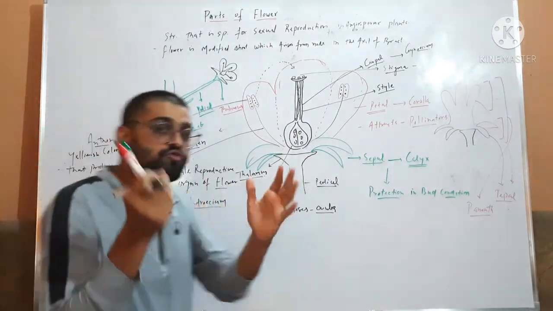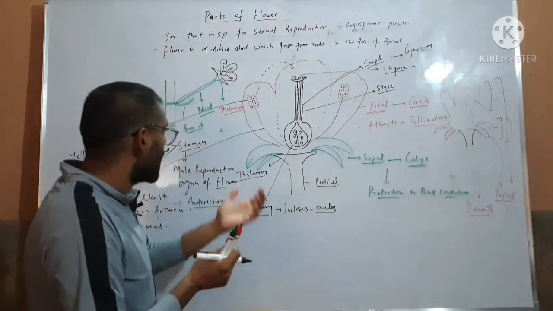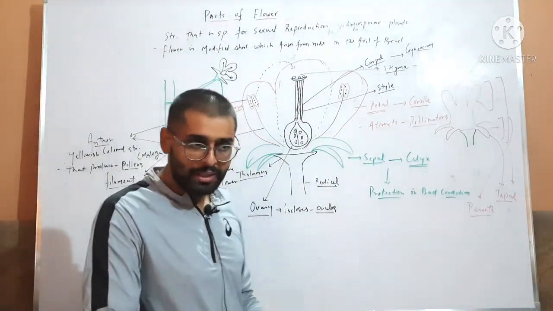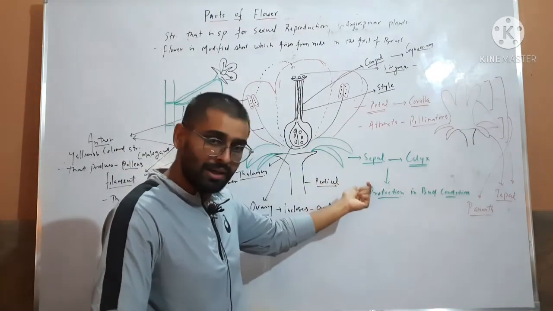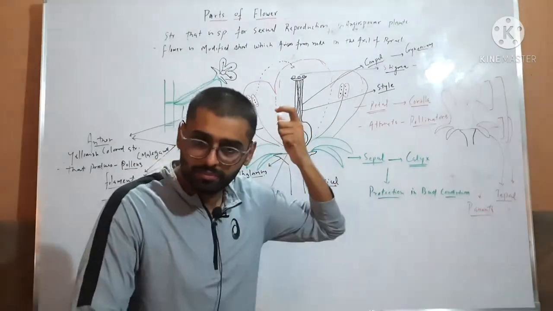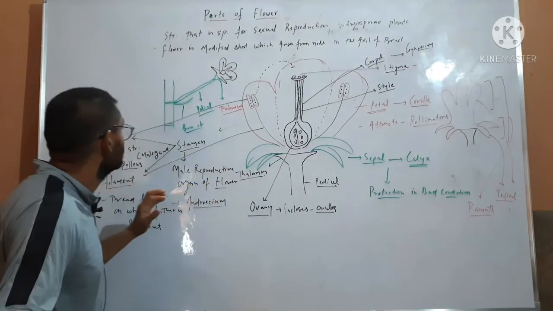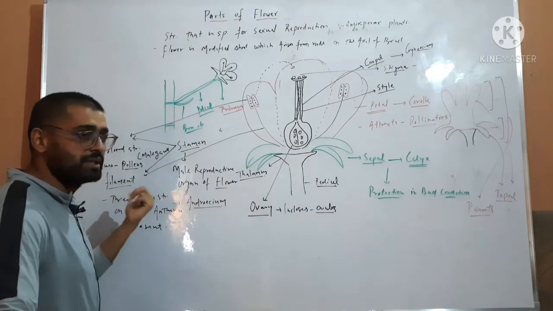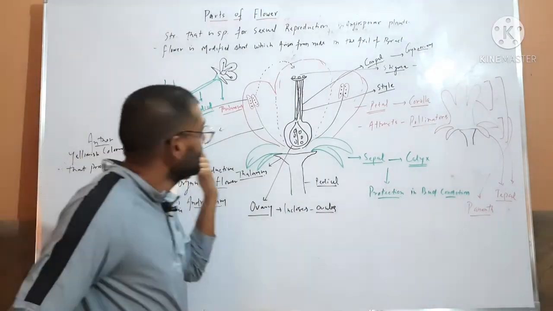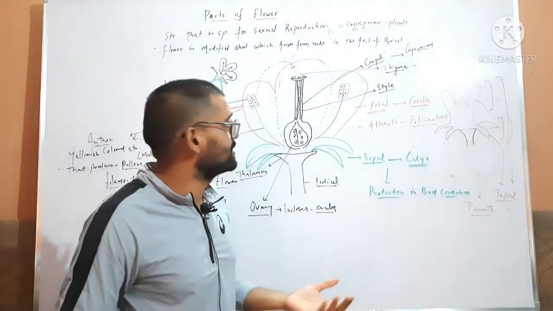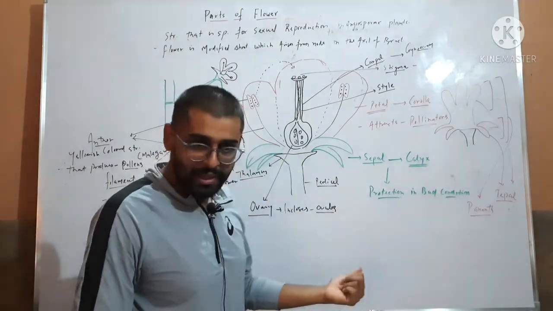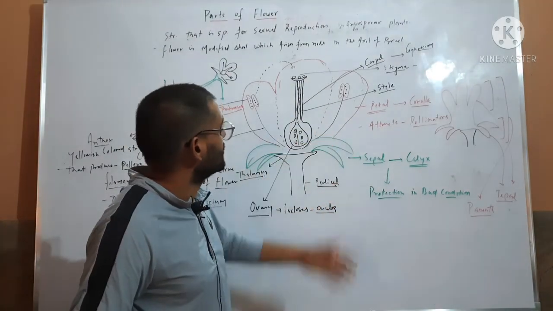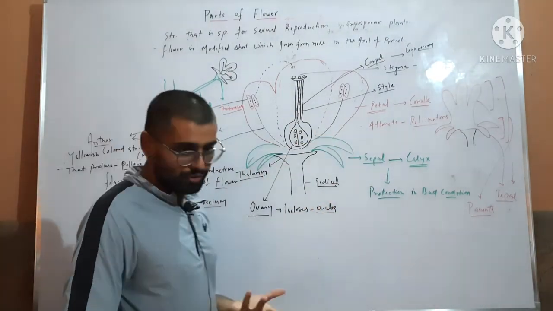So a flower has four different whorls. The outermost whorl is calyx. Inside this is corolla. The unit of calyx is sepal and the unit of corolla is petal, and the next one is stamen. Collectively all the stamens of a flower are called androecium. Stamen consists of two parts, anther and filament, and the last one is carpel, and collectively all the carpels of a flower are called gynoecium. Carpel has three parts: stigma, style and ovary. That's it.